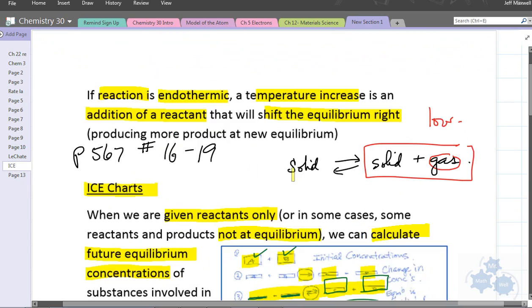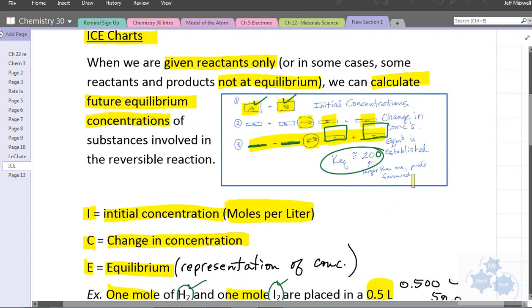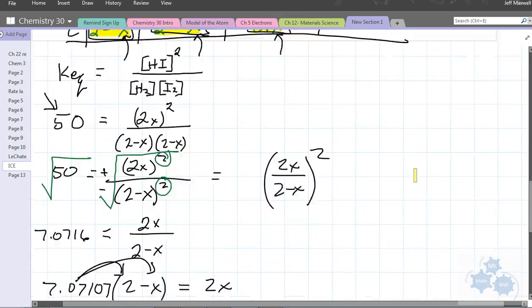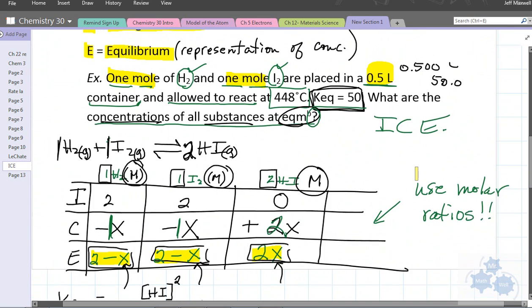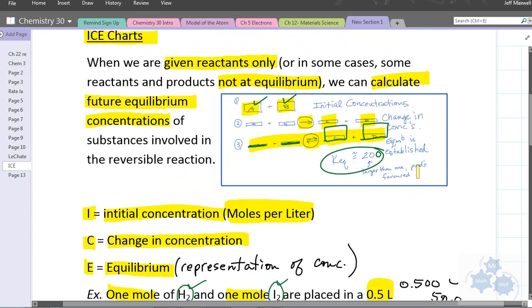We'll do some more examples, but that's basically your instructional video on doing the I.C.E. charts: initial, change, and equilibrium chart.